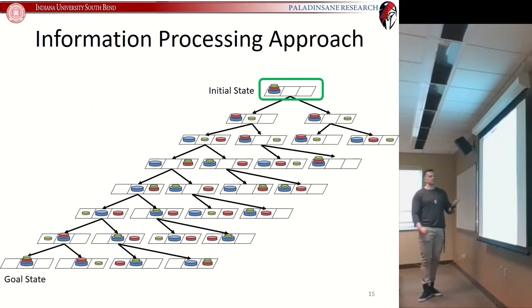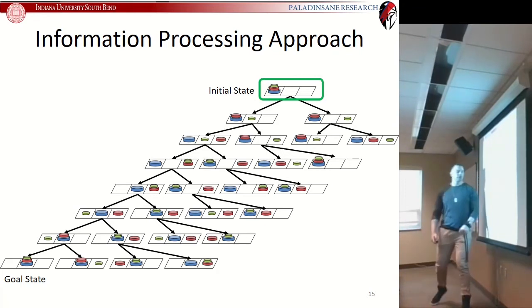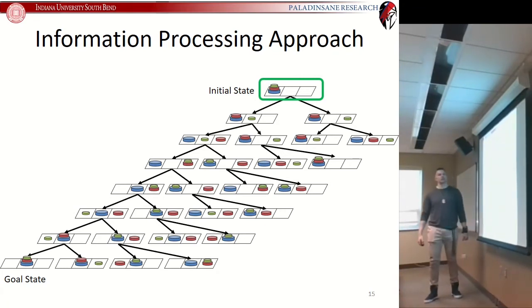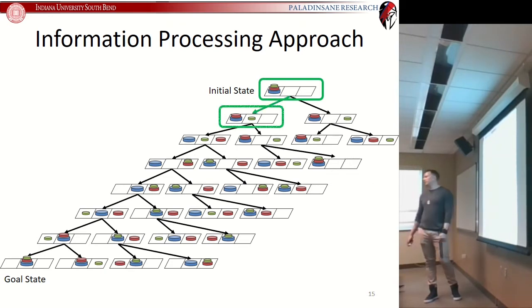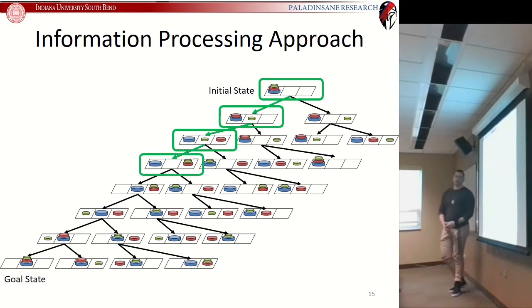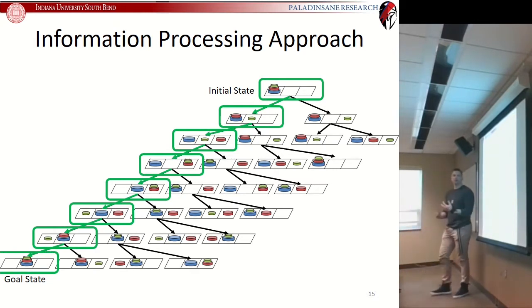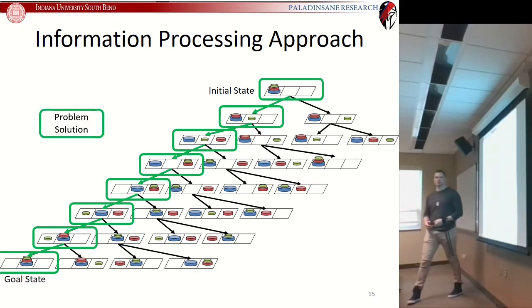So we have a problem space. This is only part of it for the Tower of Hanoi. We have an initial state up here. We want to get down to a goal state down here. And we do that by applying an operator and moving to an intermediate state. And then we apply another operator and move to an intermediate state. And then we apply another operator, another intermediate state. And by applying operators, legal moves, things that we can do to solve that problem, eventually we can get down to the goal state, and that is a solution to the problem. That is when we have problem solved.